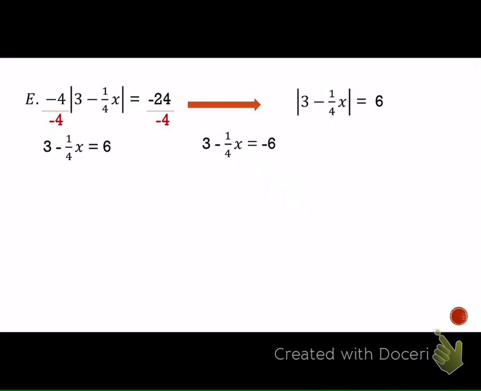So I want to get rid of that positive 3 first. So what am I going to do? Yeah, I need to subtract the 3 from both sides. That gives me negative 1/4 x equals positive 3. How do you get rid of this? Multiply by the reciprocal, which would be negative 4 over 1, which is just negative 4. So those are gone on the left. I have x equals what? Negative 12.